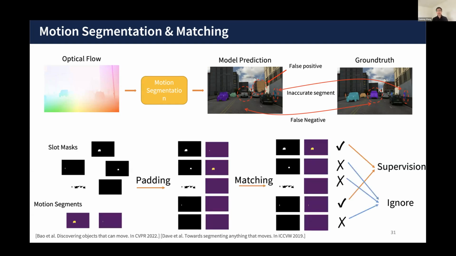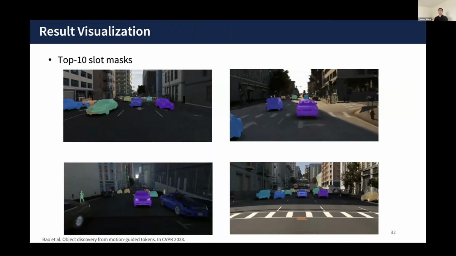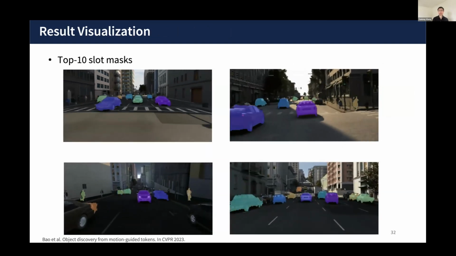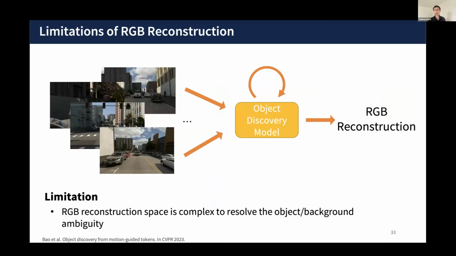Concretely, to guide the attention masks, the sparse motion segments are first padded to match the number of slots, and the matching is found between these two sets. Notice that here supervision is only given to the matched pairs, enforcing the model to learn only from positives. Visualizations show that the model can clearly capture most of the visible objects and also generalize to static objects. Though major achievements have been made, one main limitation is that the RGB reconstruction space is too complex to discover objects, especially in real-world regimes.